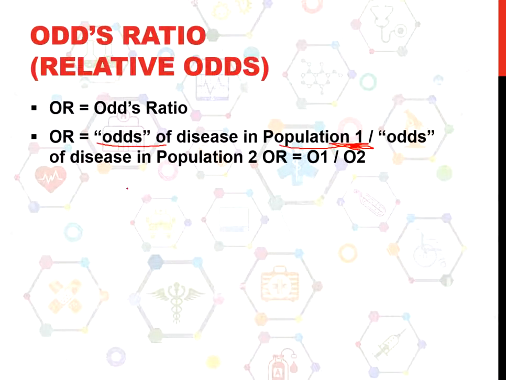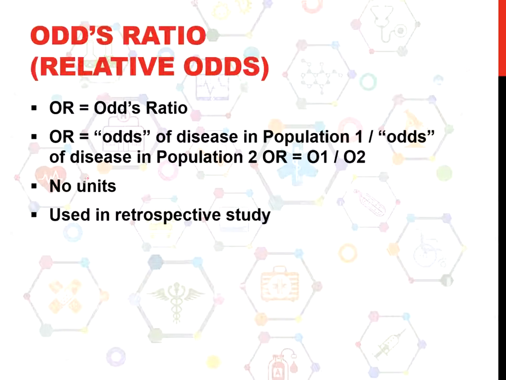Yan. Odds ratio. So, odds 1, O1, divided by O2 equals odds ratio. So, yung ating formula. Okay, tandaan. So, para ma-compute mo yung odds ratio, kailangan mo muna computein yung dalawang odds natin. Okay, so odds ratio has no units and it is retrospective study. So, retrospective, ibig sabihin mga previous studies na or doon siya ginagamit, doon siya magandang gamitin.